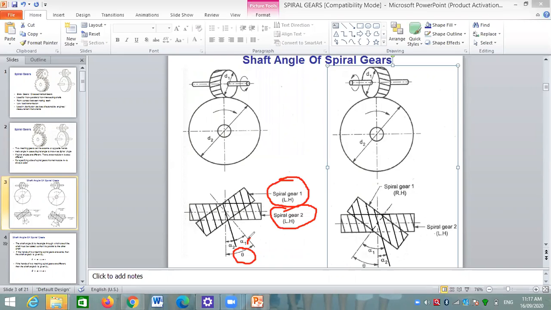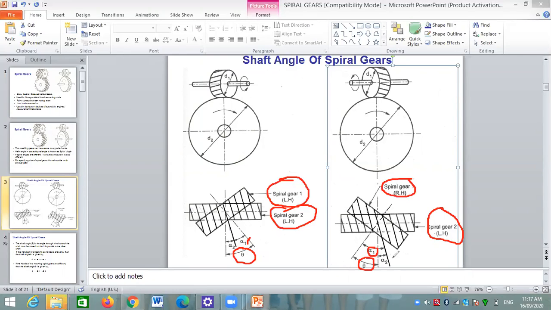Okay, and in this case, spiral gear 1 is right-handed and spiral gear 2 is left-handed. Gear 1 is right-handed, gear 2 is left-handed. Then shaft angle theta is equal to alpha 1 minus alpha 2. Here alpha 1 is the spiral angle of gear 1 and alpha 2 is the spiral angle of gear 2, and if we take the difference of these two, then we will get the shaft angle.